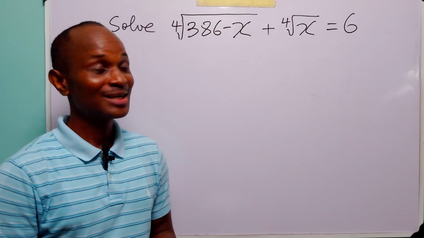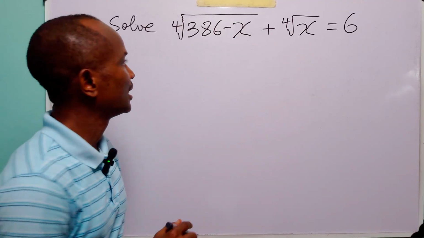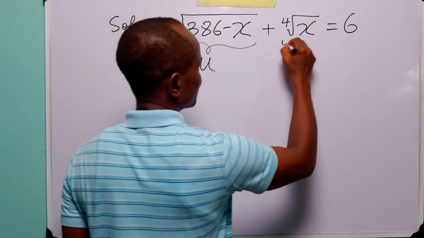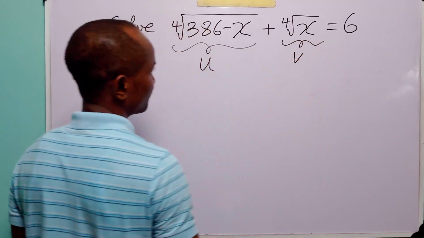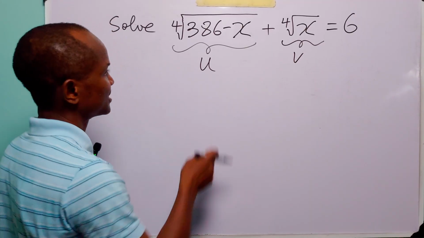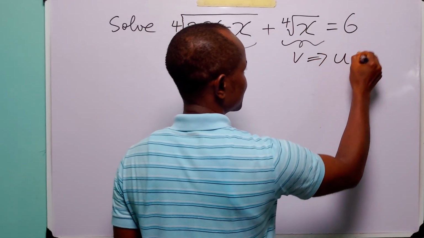Hello and welcome. To find the real values of x that satisfy this radical equation, let us call this quantity u and let us call this quantity v. Now with these two substitutions, you will see that the original equation is now u plus v is equal to 6.